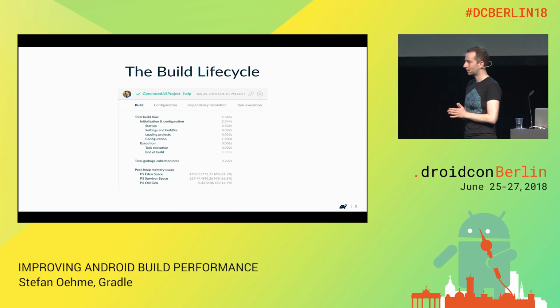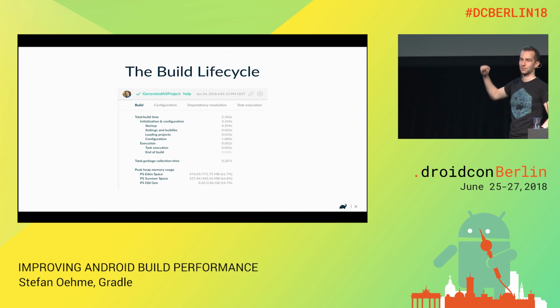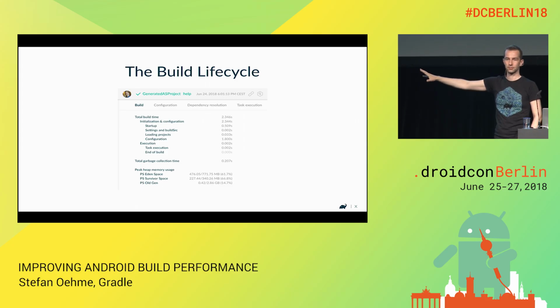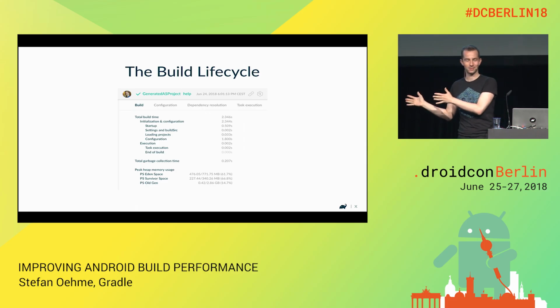So, let's talk briefly about the build lifecycle. Because depending on where your problem is, you want to improve different phases of your build. You want to focus on different aspects. Roughly, you can split your build into configuring and executing. So the configuration time is basically running all your build scripts, applying all the plugins, preparing the model of your software so that Gradle can then figure out which tasks to run. And then the execution time is all about running those tasks.